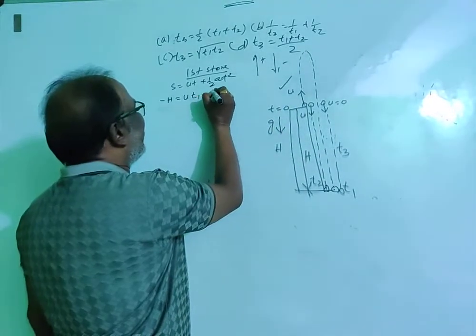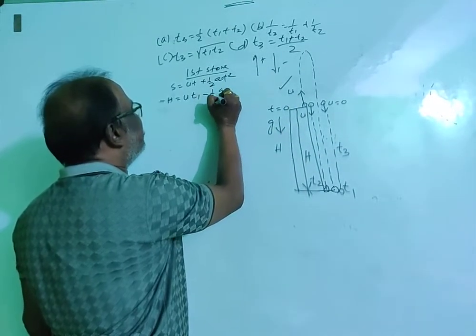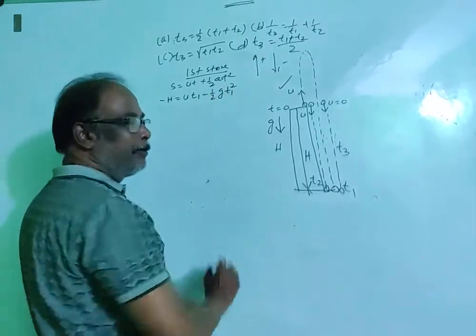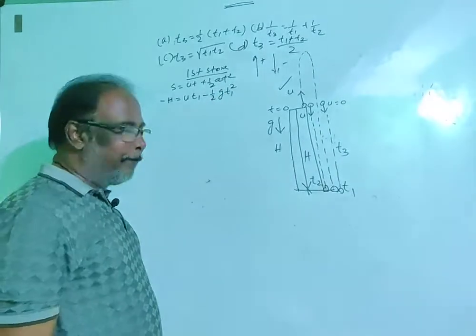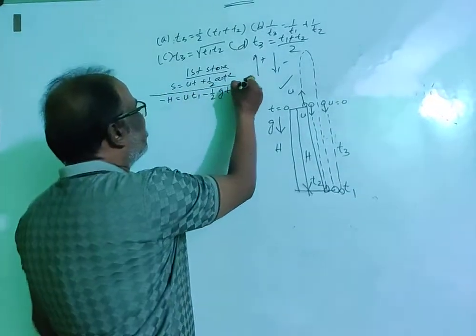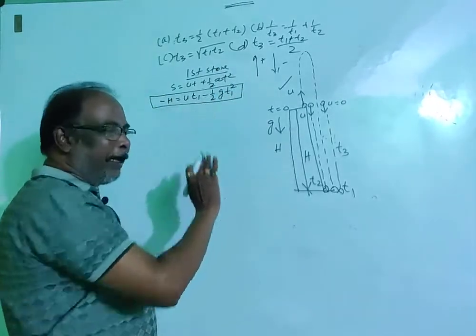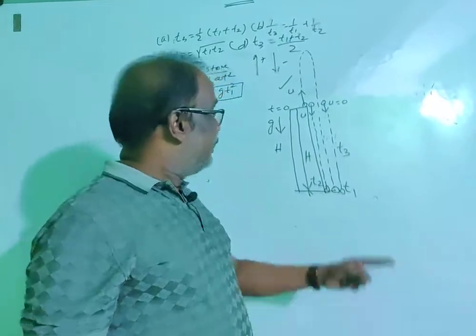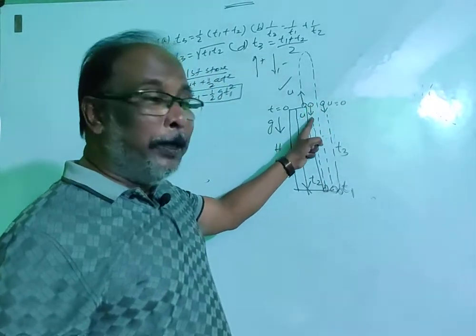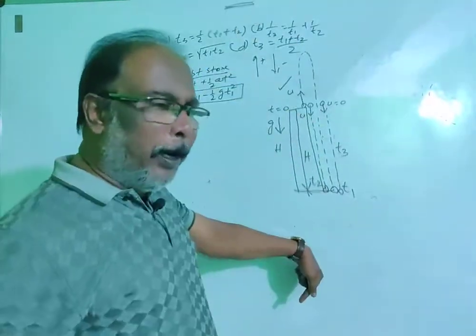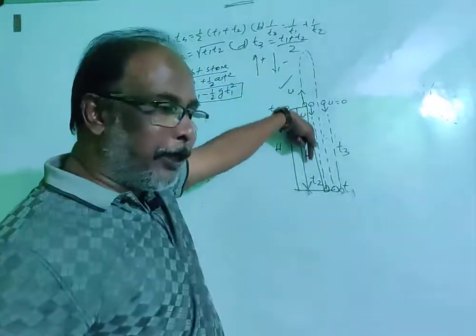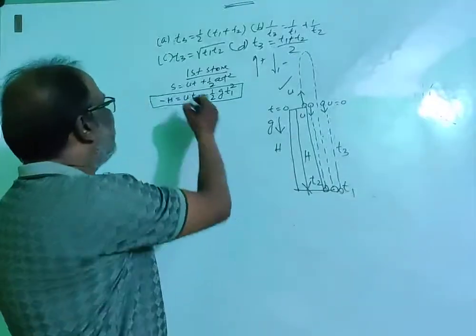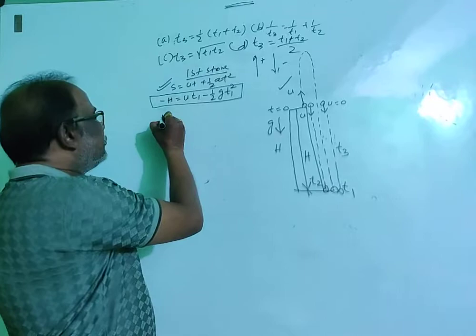So minus half g t1 square. Okay, so we may change the sign by multiplying the negative sign on both sides. For the second stone, it is thrown with a velocity u in the downward direction. So the initial direction is downward. Again using the same equation.